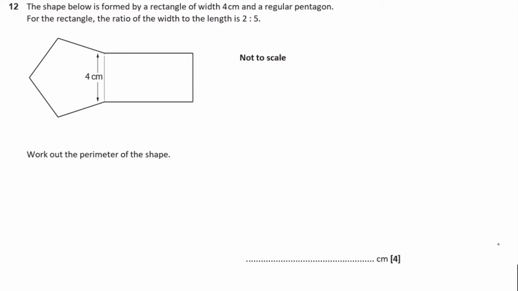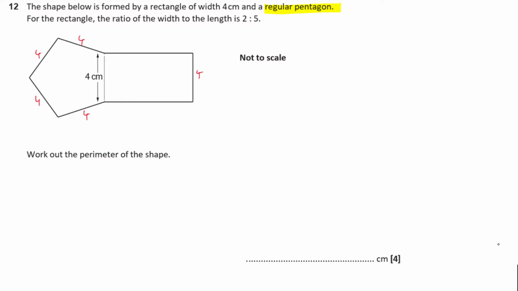Question 12. The shape below is formed by a rectangle of width 4 centimeters and a regular pentagon. For the rectangle, the ratio of width to length is 2:5. Work out the perimeter of the shape. Well, this is a regular pentagon, and regular means that all the sides are the same. So we know that that side is 4, so that's going to be 4, 4, 4, 4. And I know that the opposite side of a rectangle is the same as this one, so that's also 4.